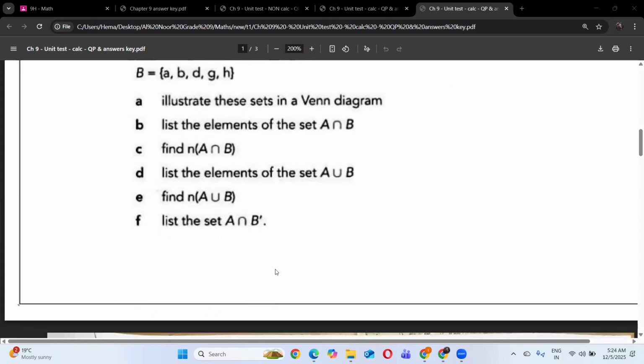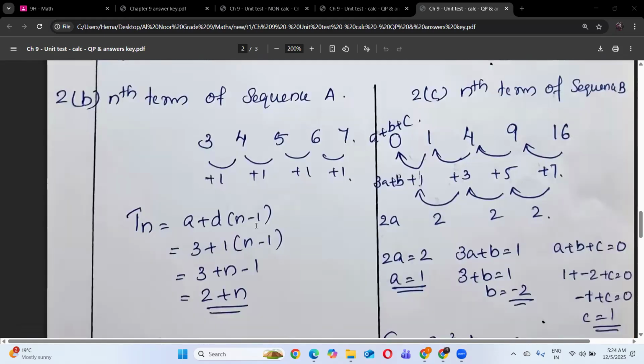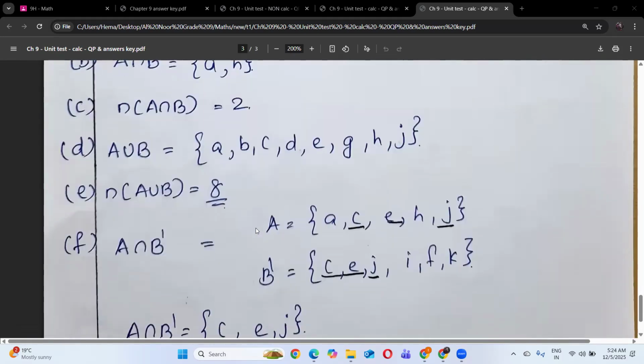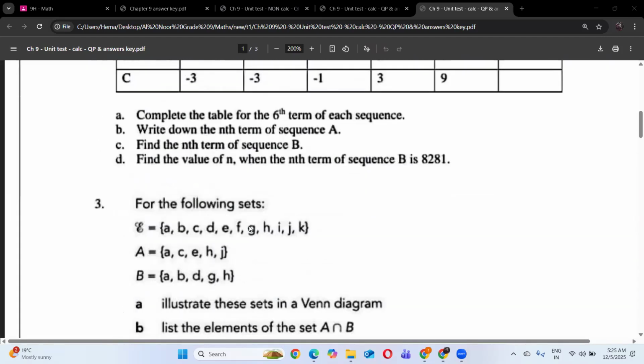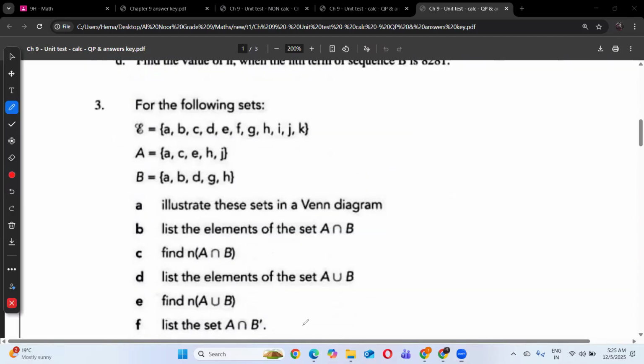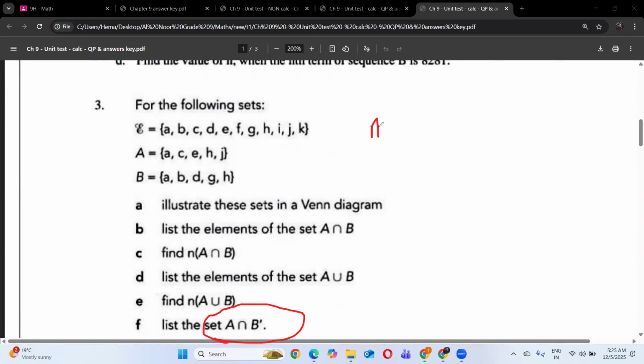Let's check the next one. Next one is you have to find A intersection B complement. Okay. To find out A intersection B complement, you have to write A set, you have to write B complement set, then only you can find this. How to do? Let us check. So to find out A intersection B complement, first we have to write A. What is A? A comma C comma E comma H comma J. It is given already.